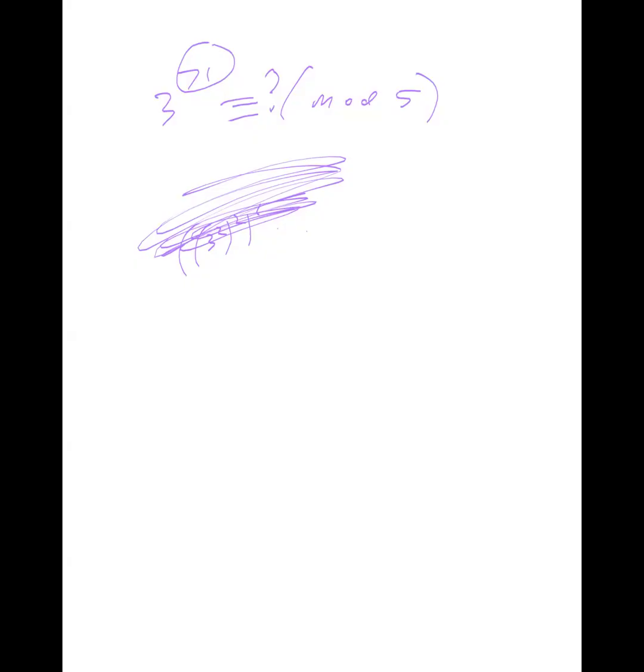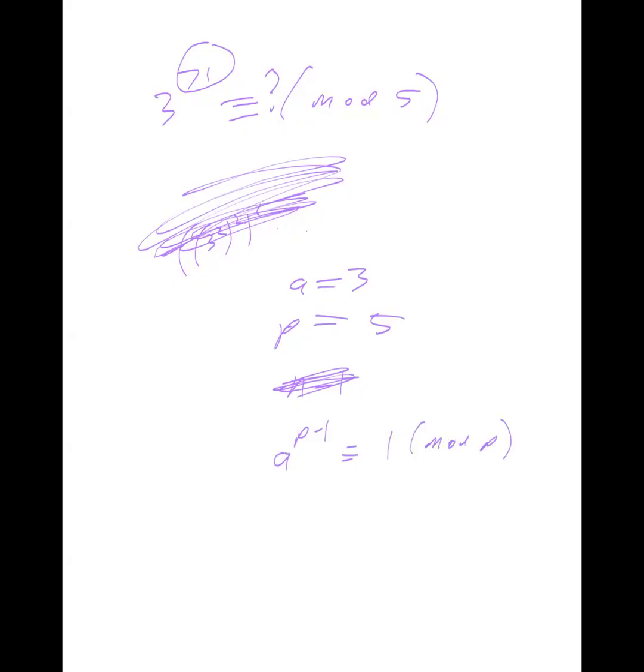So what's the value of A? A equals 3. And what's the value of P? P equals 5. And what's N minus 1... sorry, P minus 1. So if we use A equals 3 and P equals 5, then we know that A to the power of P minus 1 is congruent to 1 mod P, right?